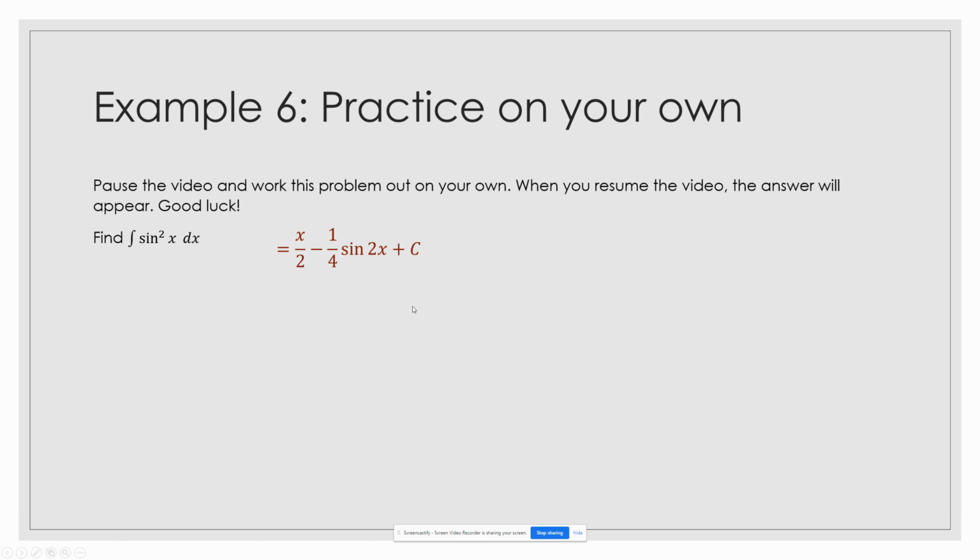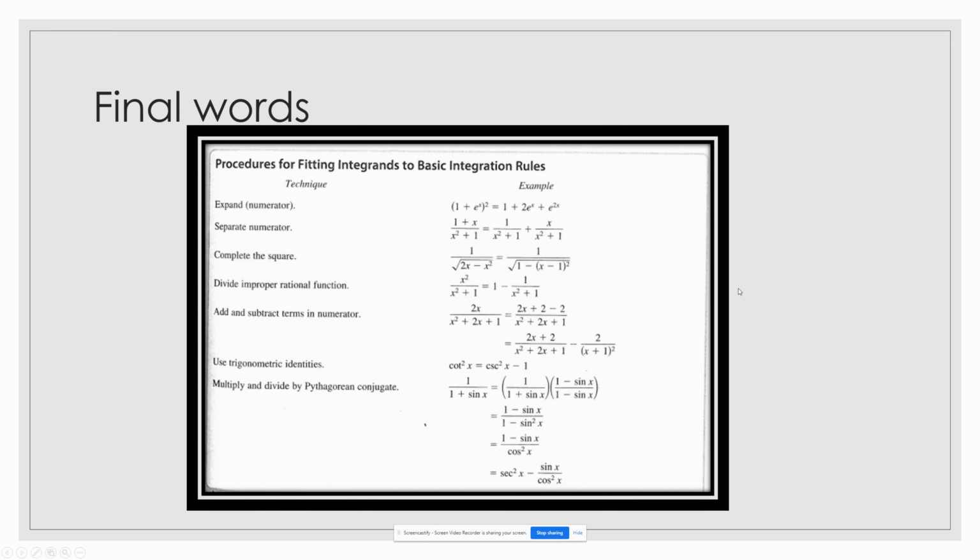All right, and so our final words for this section are here are some procedures for fitting integrands to basic integration rules. You've got expand, separate, complete the square, divide improper fractions, add and subtract terms in the numerator, use trig identities, and multiply and divide by the Pythagorean conjugate. So in our examples, we did a lot of these. We did separate the numerator. We did divide improper rational functions. We did add and subtract terms in the numerator, and we did trig identities.